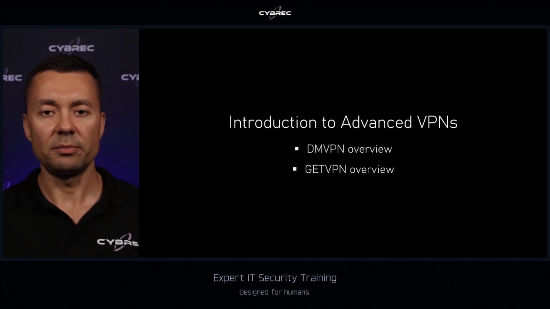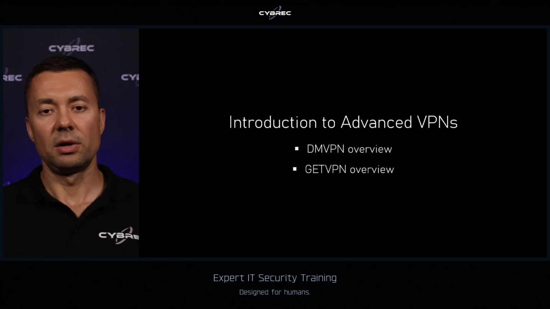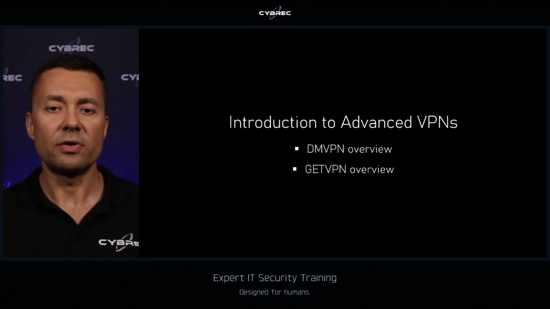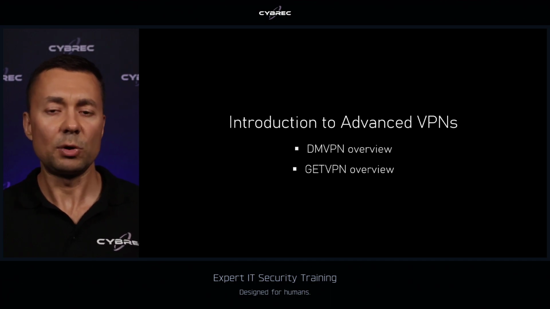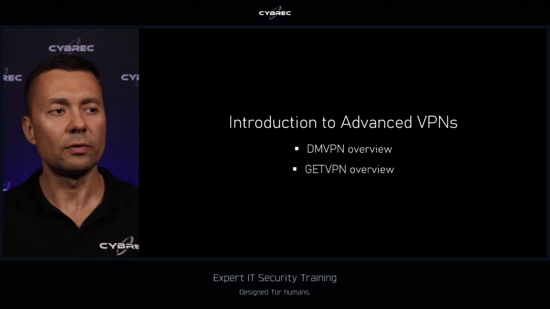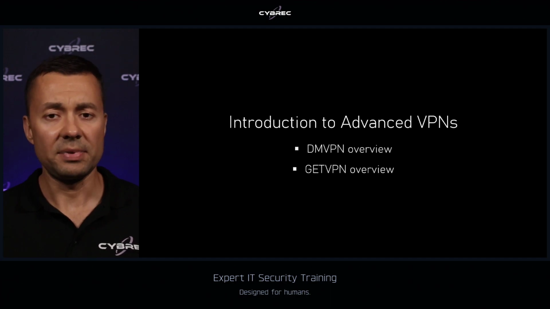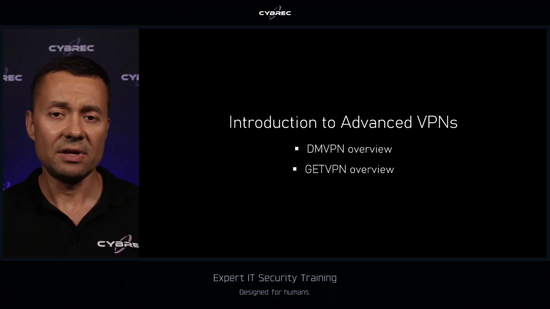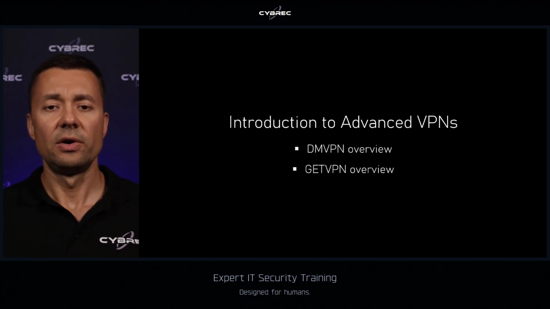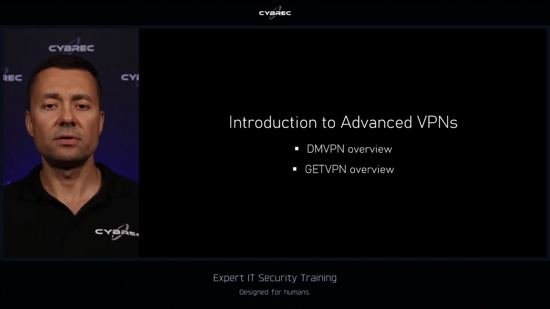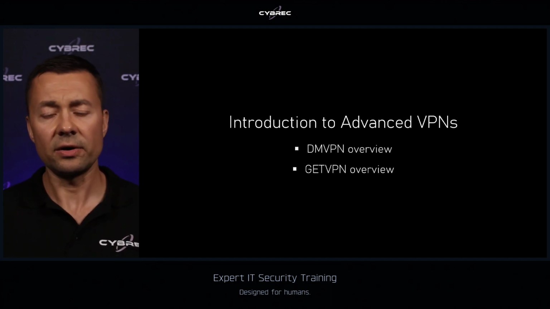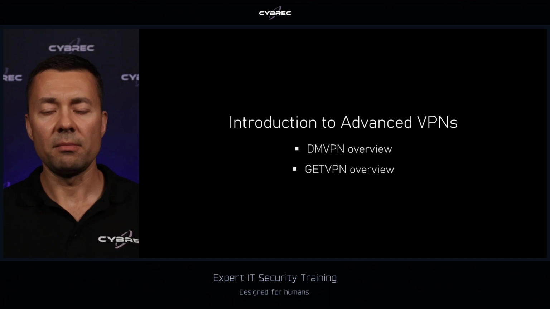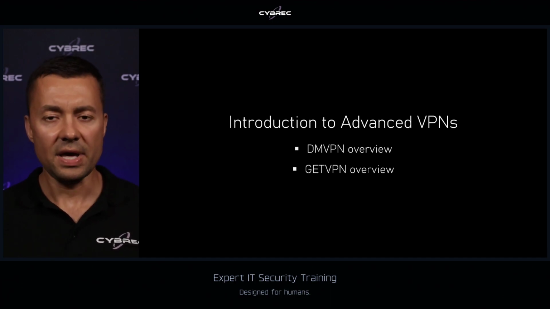And then in the second portion, I'm also going to make a brief introduction to more advanced VPN solutions, dynamic multi-point VPN, and also group encrypted transport VPN. So DMVPN and GETVPN, we will take a look at these two from a very high level just to give you some basic understanding of these technologies so you can tell the differences between each other and also how they are different from regular VPNs.